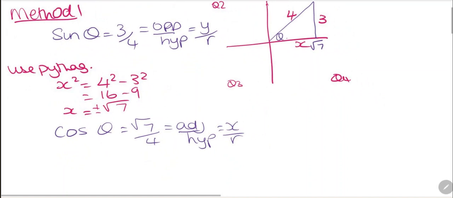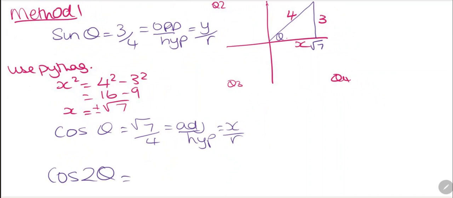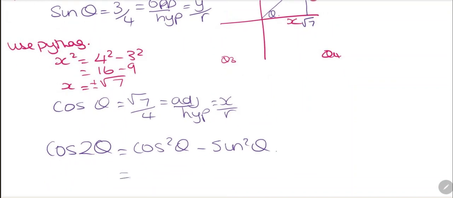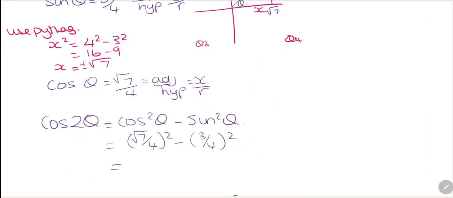So I've got my two values, and the formula I've been asked to work out is cosine 2 theta. So I can use the identity, which is cos squared theta minus sine squared theta. So cosine squared theta is root 7/4 squared, and this is minus sine squared, which is 3/4 squared. And this here gives me a value of -1/8.